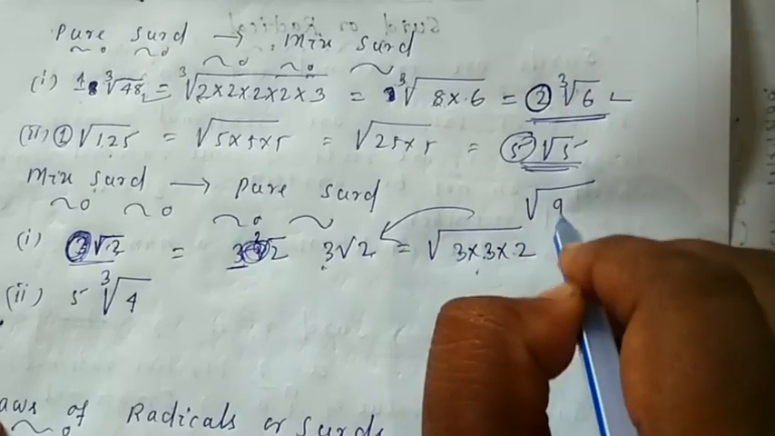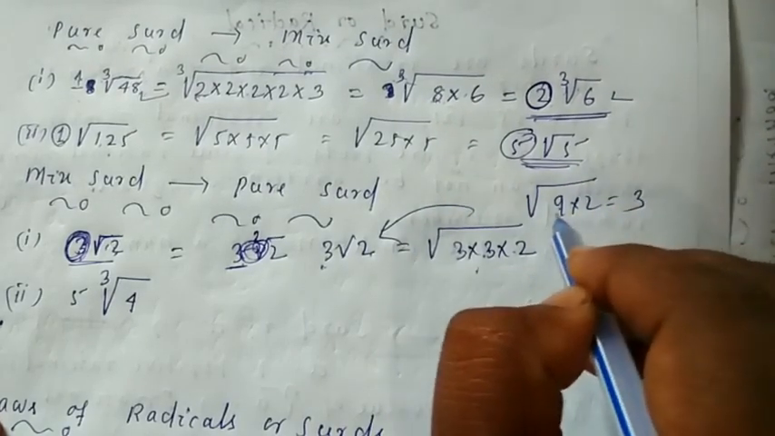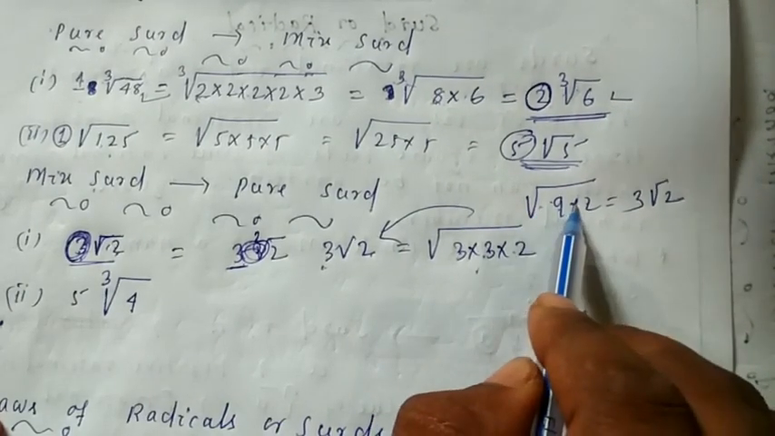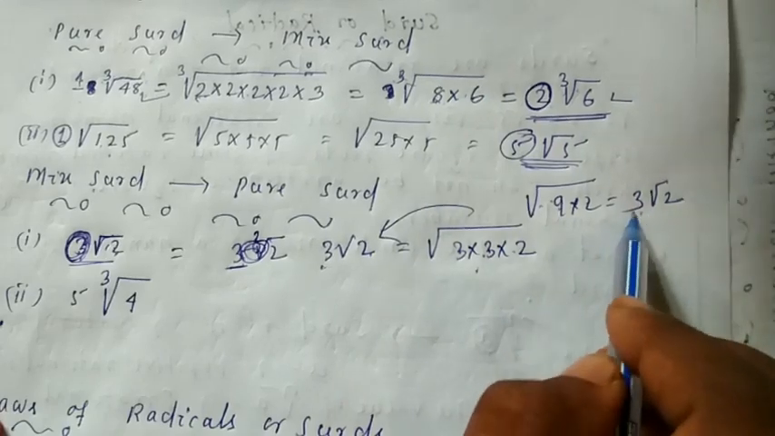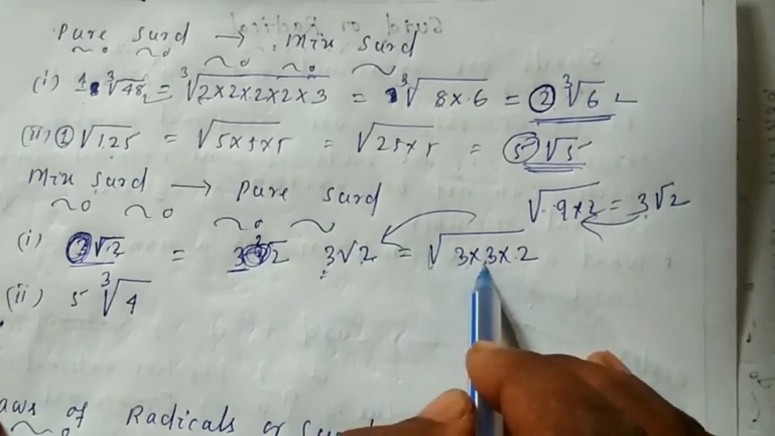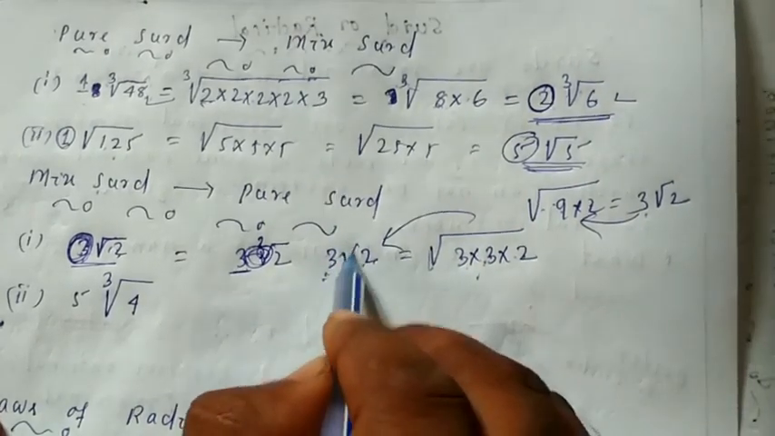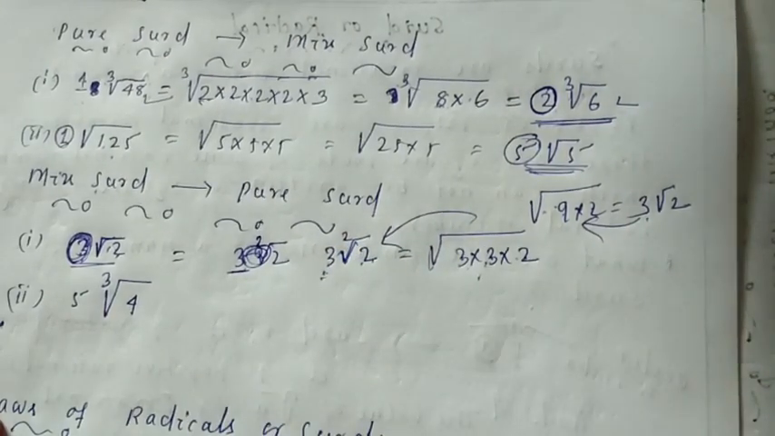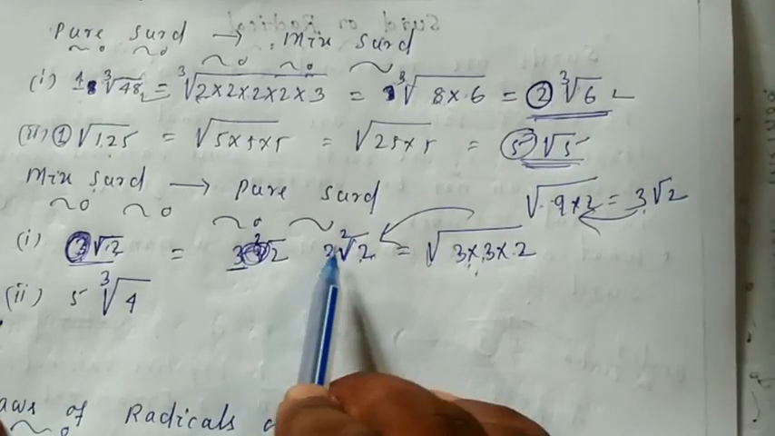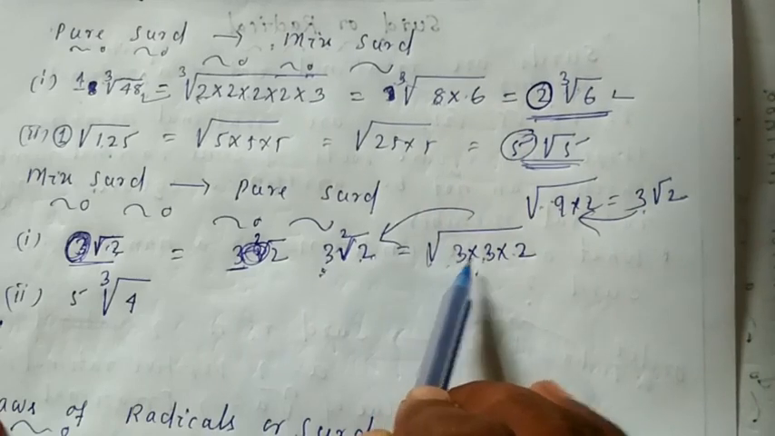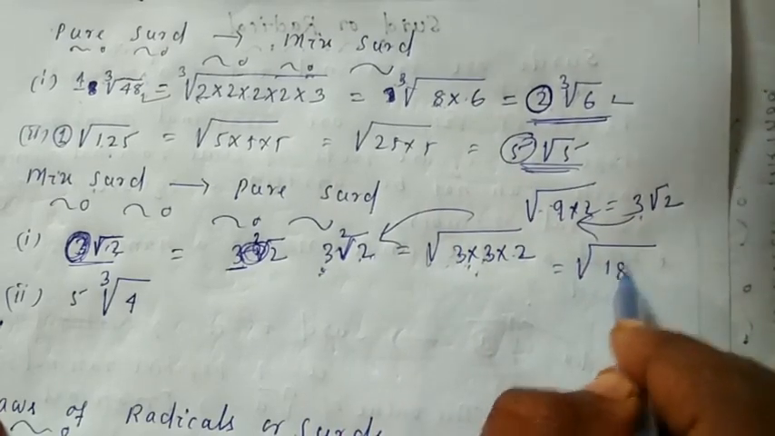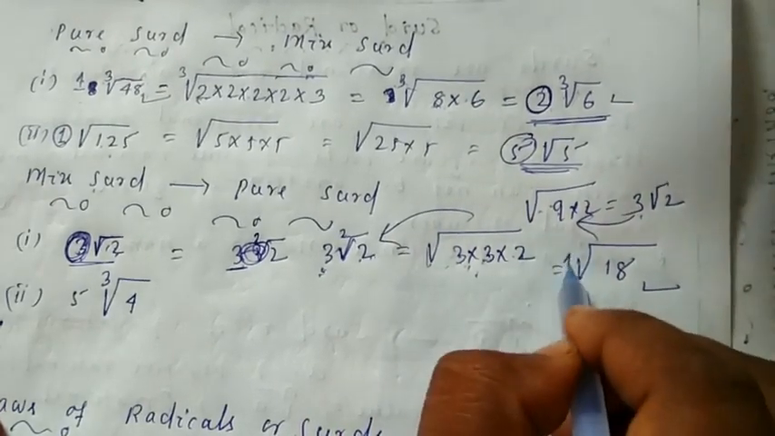Remember, you can write this in this form. Square root of 9 into 2: square root of 9 is 3, and this is square root of 2, because square root of 9 into 2 means square root of 9, again square root of 2. That's why 3 root 2 you can write as square root of 3 into 3 into 2. How to know? Here the order is 2, that means 3 you have to multiply 2 times. So 3 into 3 into 2: 3 threes are 9, 9 twos are 18. Now square root of 18 is a pure surd because the rational factor is 1.